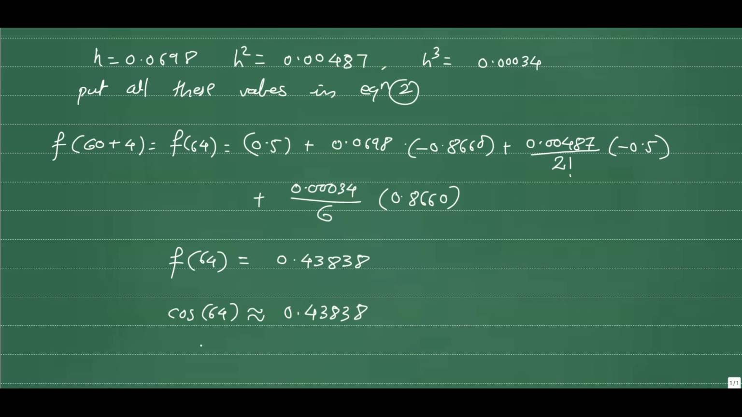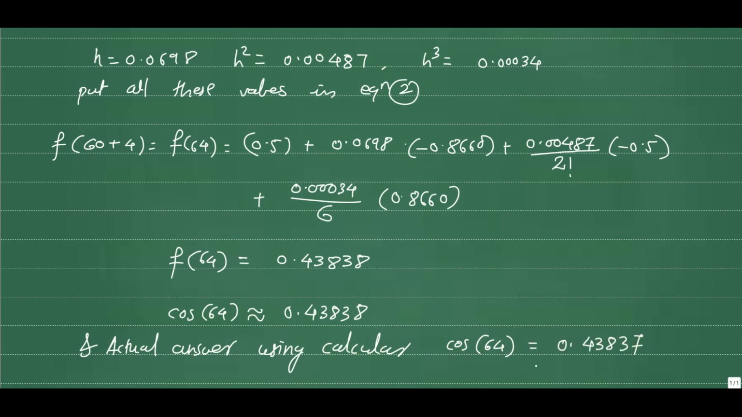Now let's compare this answer with the actual answer, using a calculator. If you use a calculator to calculate this, cos of 64 is 0.43837 and so on. Okay, we'll consider the first 5 terms only. So look at here, we got the answer correct up to almost 4 decimal places. It is exactly equal. And look at the last 5th term also. Here it is 8 and here it is 7. So we got a very good approximation.